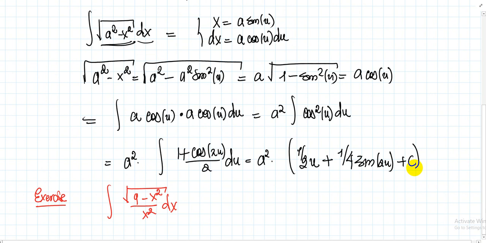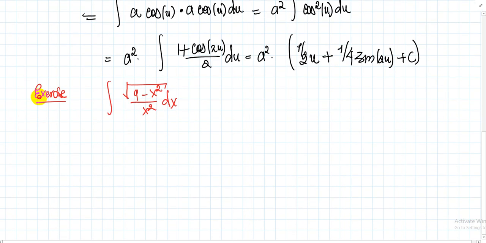So if you have the integration in the form square root of a squared minus x squared, where a is some constant, then you just need to use this substitution. Okay? So x is equal to a multiplied by the sine of u. So in our case, just here, the square root of 9 minus x squared divided by x squared multiplied by dx.